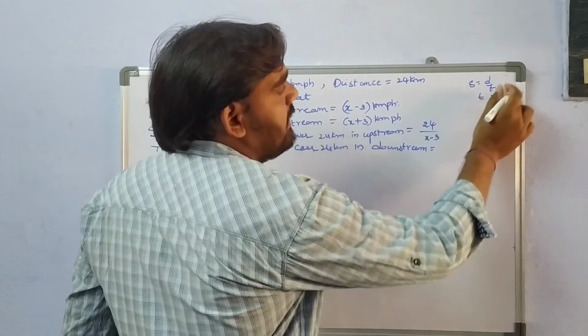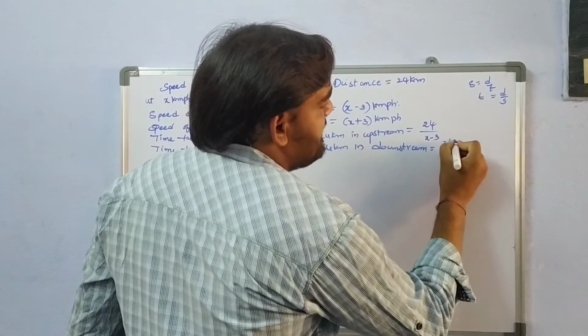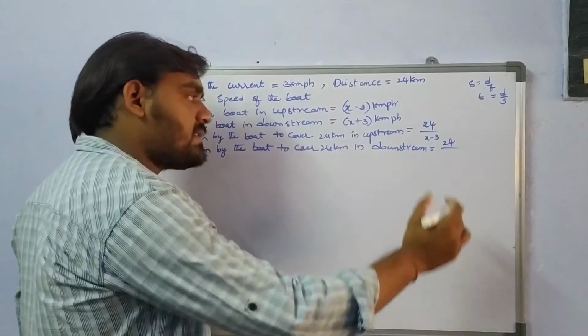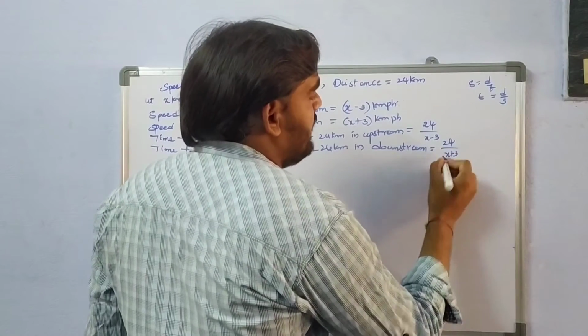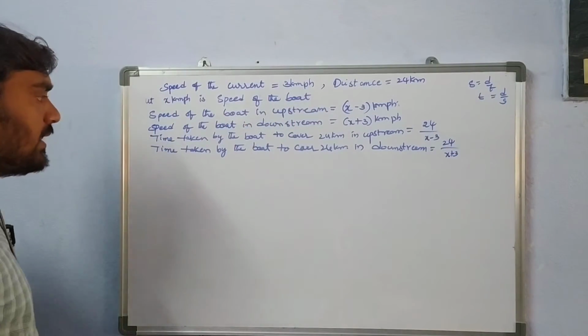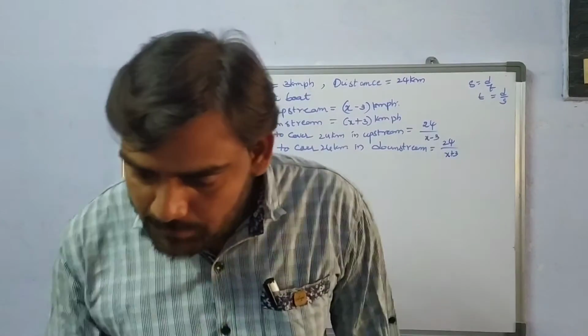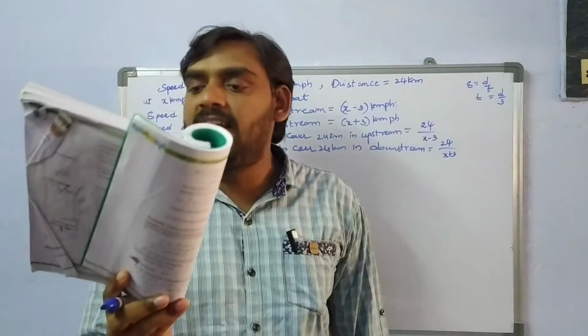Time means t, distance by speed. The distance is the same to go as well as to come. So the downstream speed means we need to add, x plus 3. After that, in the problem, the trip up and back takes 6 hours.